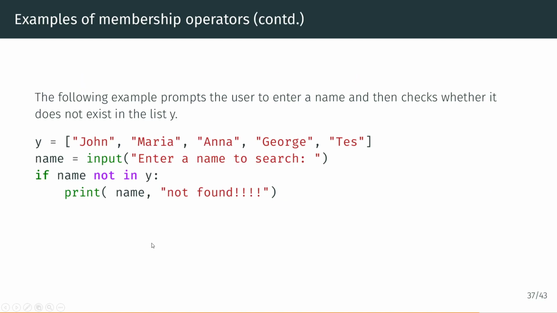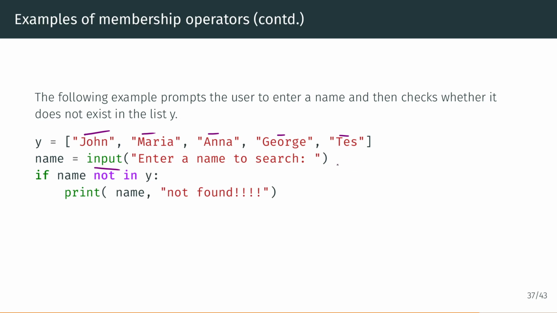So let's see some more examples of membership operators. This following example prompts the user to enter a name and checks whether it exists or doesn't exist in the list of names. The list of names is John, Maria, Anna, George, and Tess. So I would prompt the user to give me a name, and this is how I prompt: name equals input, enter a name to search.